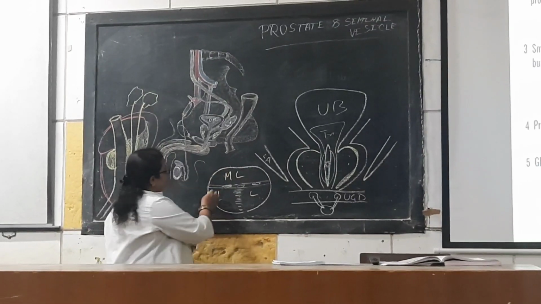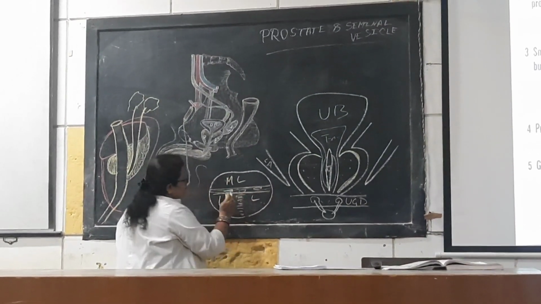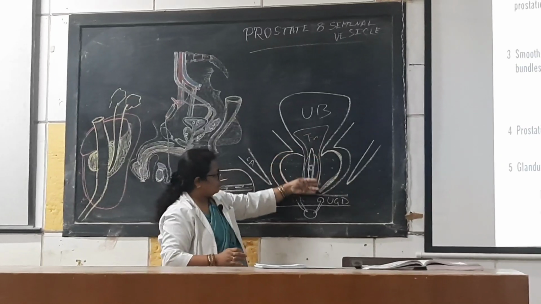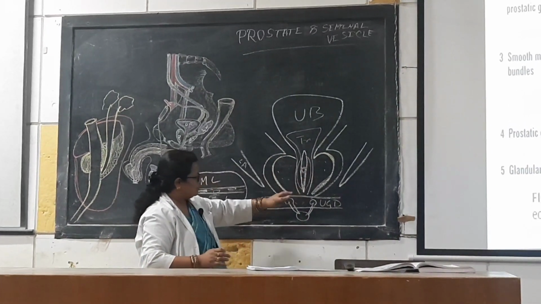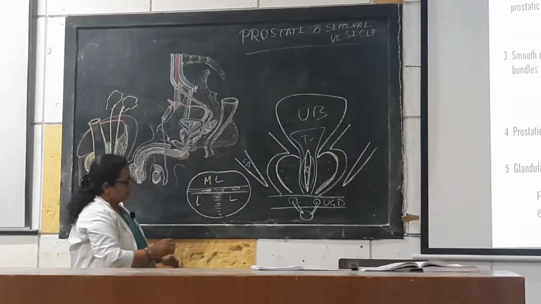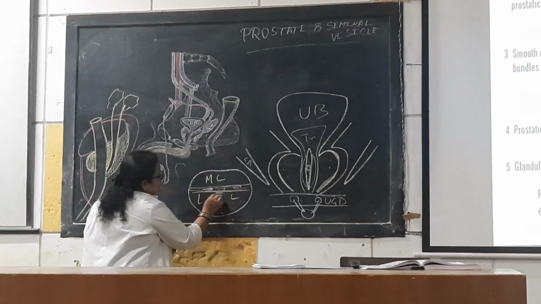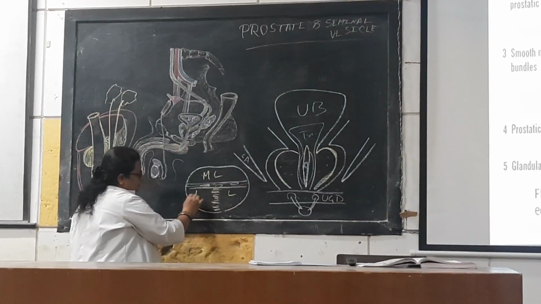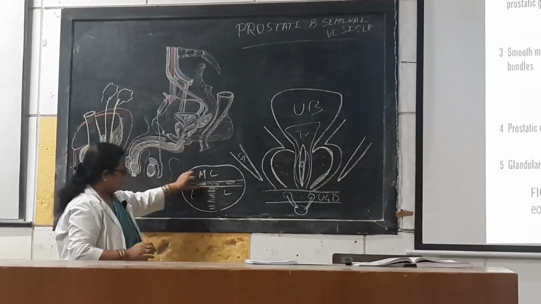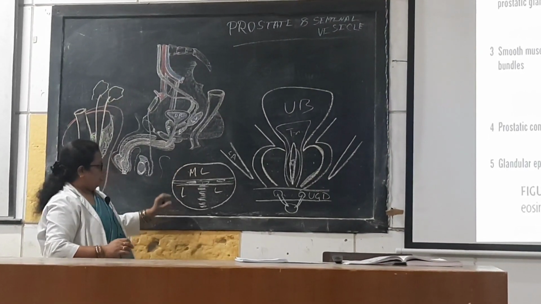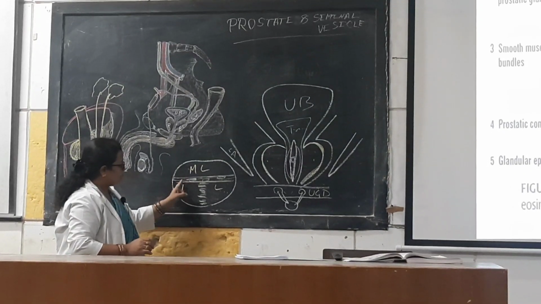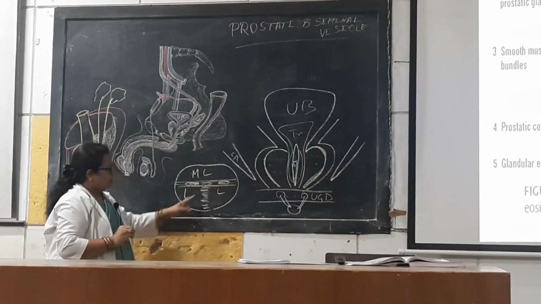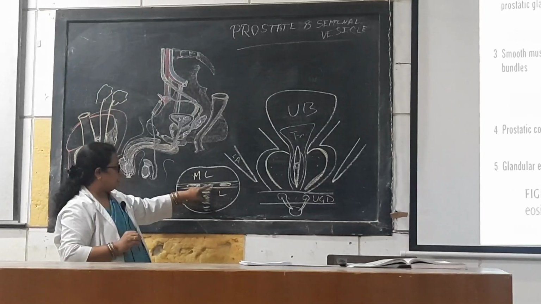The median lobe is above the transverse sulcus. This is the view of the prostate from behind, the posterior view, when you take a coronal section. This is the posterior median sulcus, which divides the two lateral lobes. Just above the transverse sulcus is the median lobe. This transverse sulcus is pierced by the ejaculatory ducts on both sides, and in the center there is the opening of the prostatic utricle.